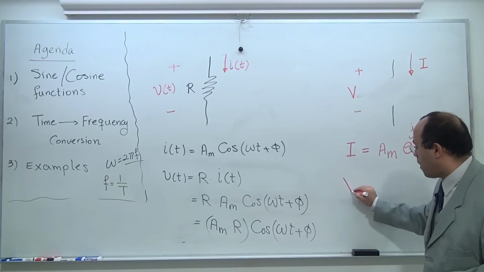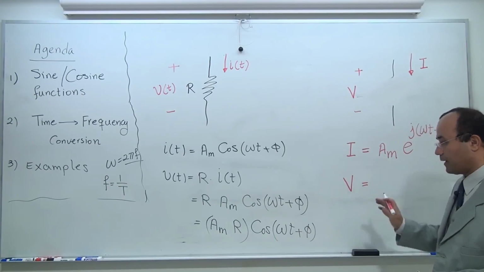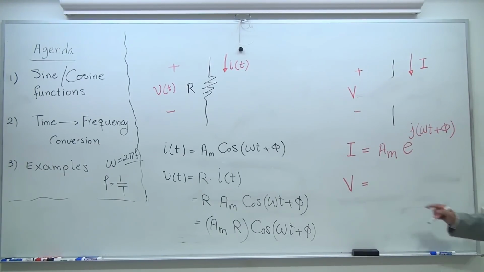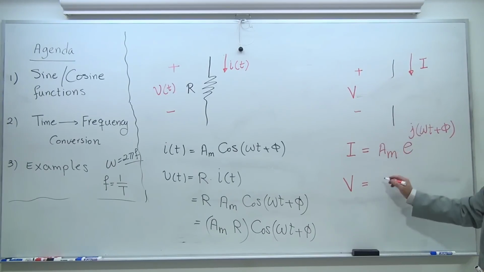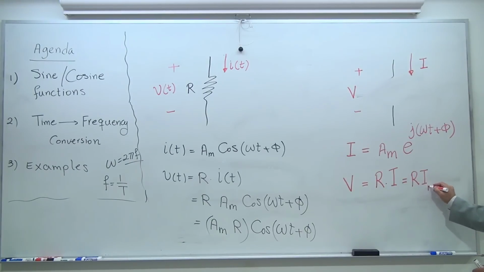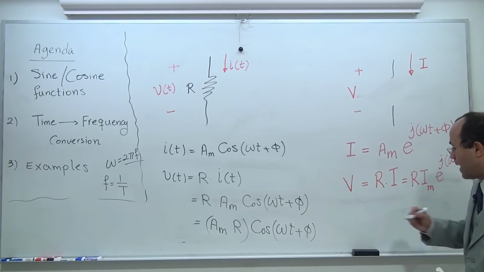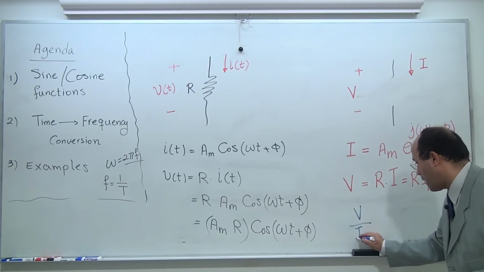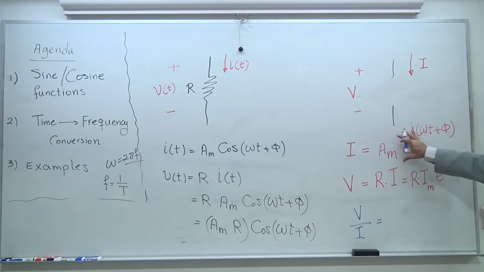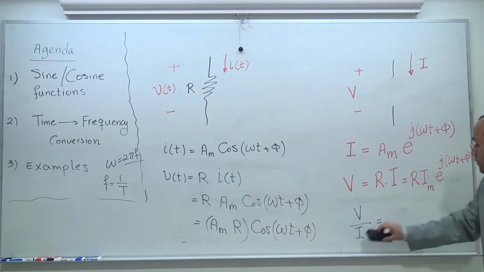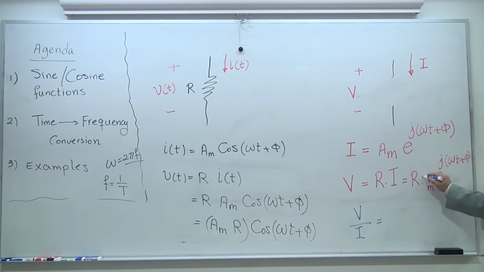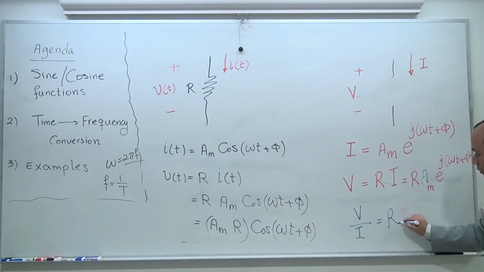Now, according to Ohm's law, V of omega is omega dependent. There is nothing else in that sense. So according to Ohm's law, I'm going to have R times I. It's going to be R times A_m e to the power of j(omega t plus phi). Now, you can verify V divided by I. If you divide this by this, it's very obvious you are going to get your R back.